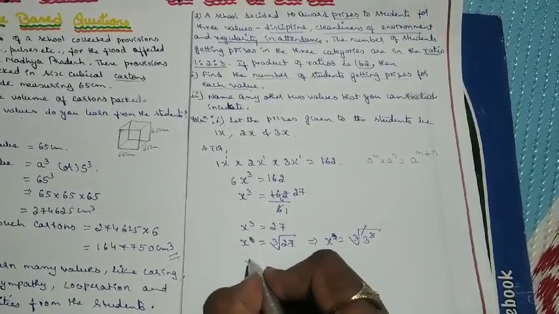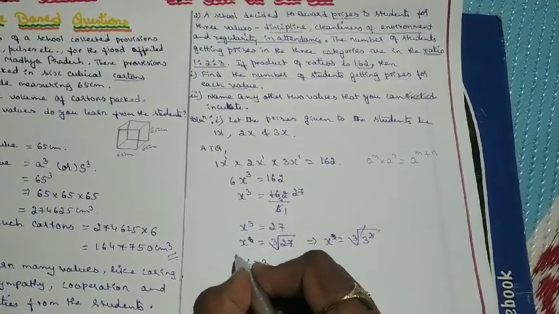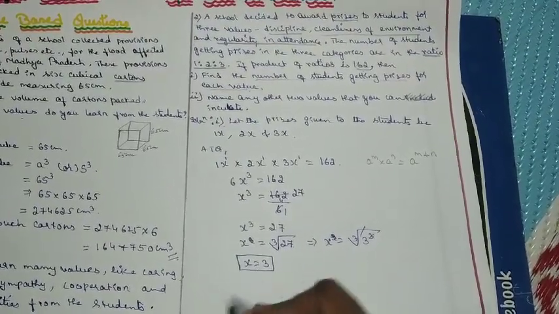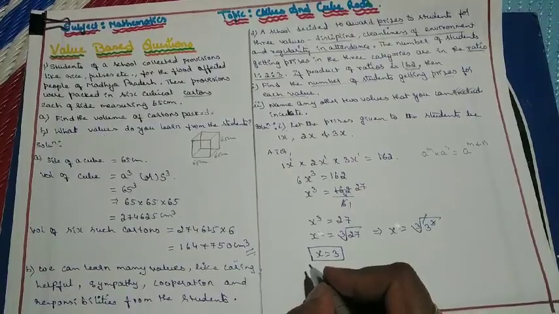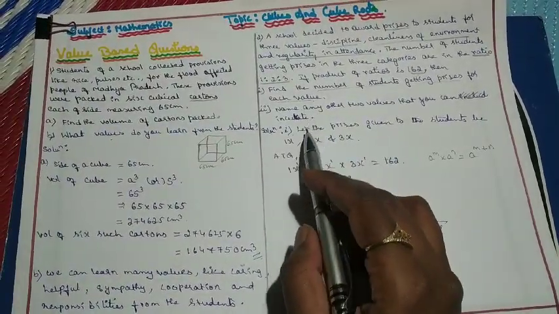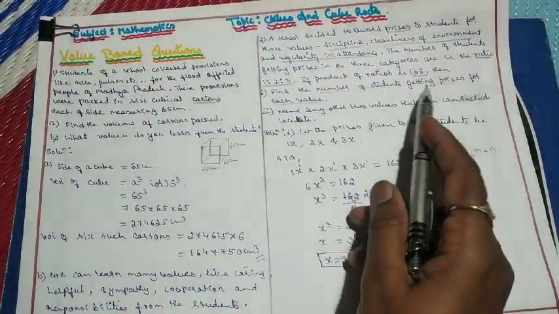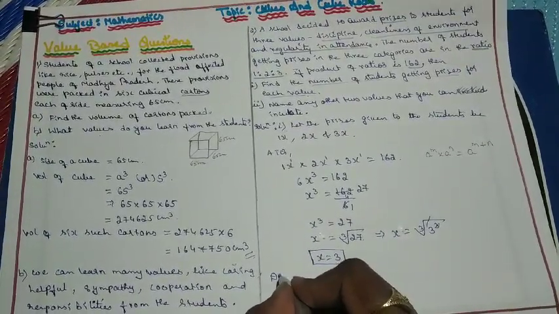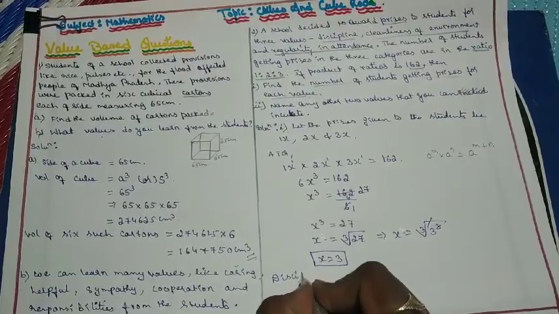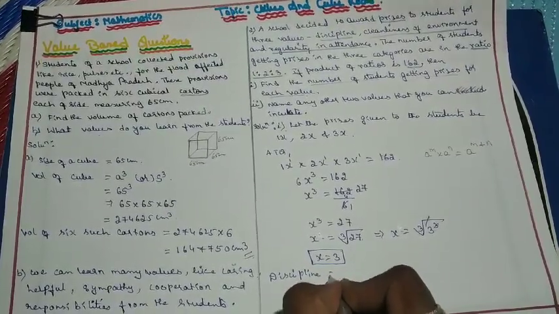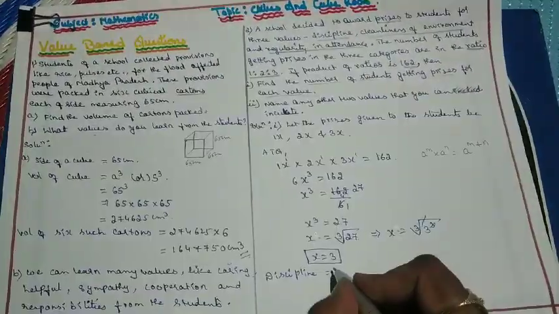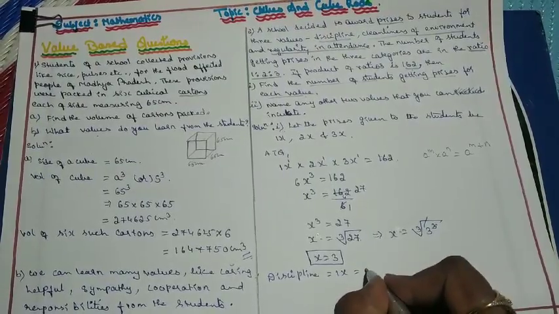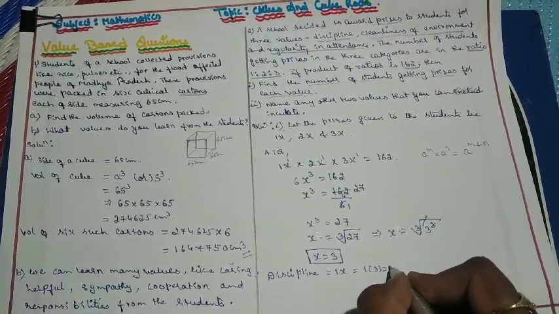Then the value of x is equal to 3. So the constant fixed ratio we got is 3. Then the question asked is, find the number of students for each value. So for discipline, it was 1, that is 1x, which is equal to 1 into 3, equal to 3 students.